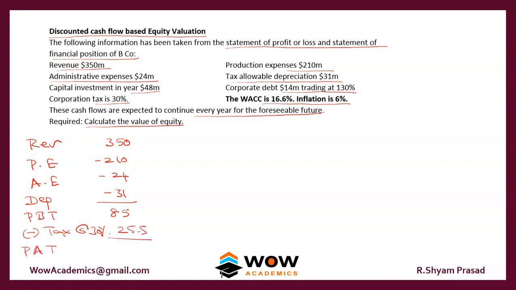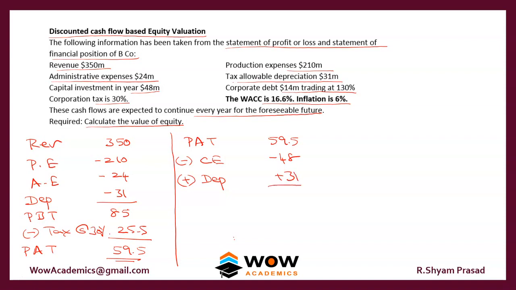PAT comes to 59.5. So we have got our profit after tax, but still we have a few more steps. With the profit after tax, we have to deduct the capital expenditure of the company. So capital expenditure comes to 48. But we have to add back again the depreciation, because that's what we saw in the format. So our tax allowable depreciation is 31.